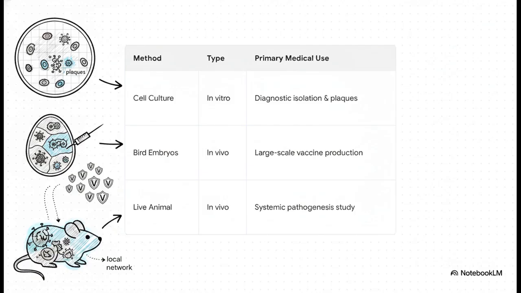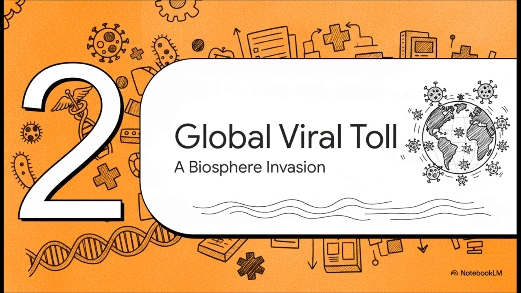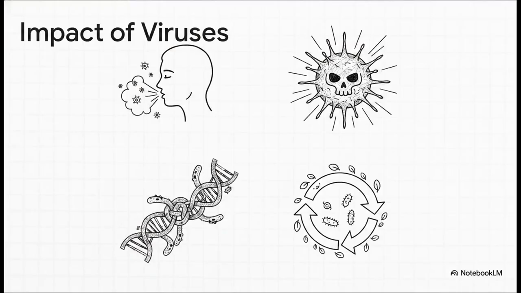Moving on to Section 2, the global viral toll, a biosphere-wide data invasion. Let's zoom out for a second and look at the sheer scale of this biological impact. We're dealing with high-volume acute infections, think rhinoviruses that cause literally billions of mild colds every single year. But then we also face severe pathogenicity. These are highly virulent viruses like Ebola or rabies that cause catastrophic system failures and, unfortunately, really high mortality rates.